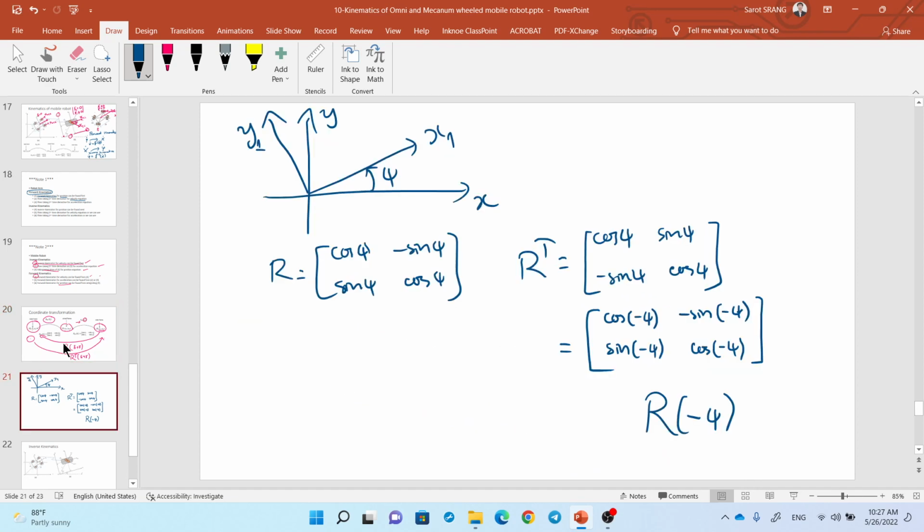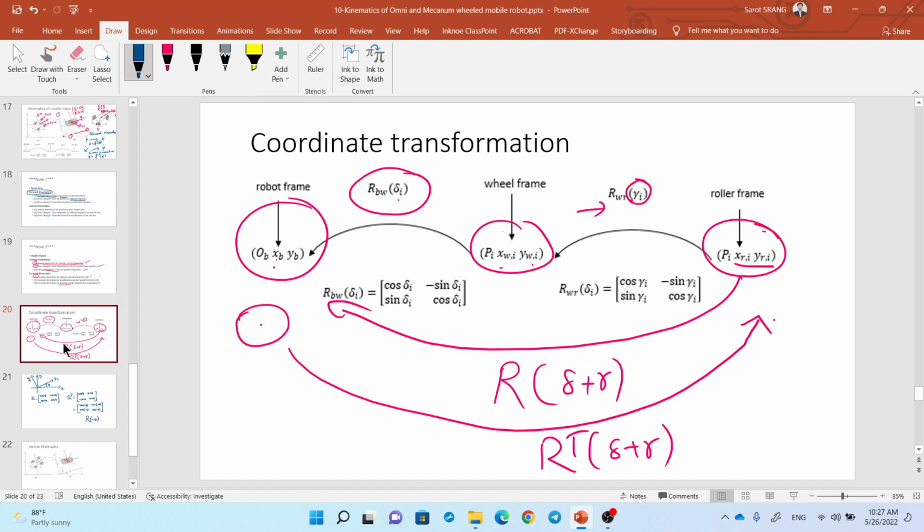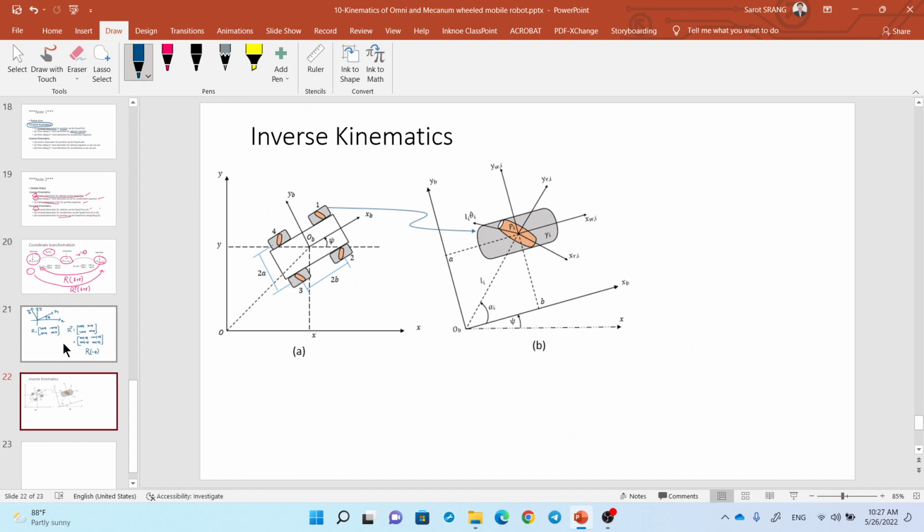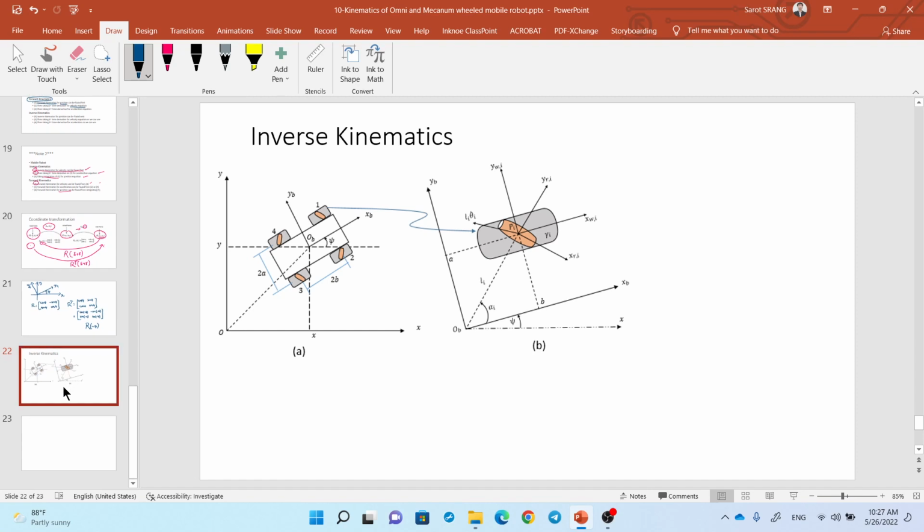Okay, so now you know how to transform the coordinates from one frame to another. Then we can start finding inverse kinematics. So what is the main idea that we can come up with to find the kinematics?